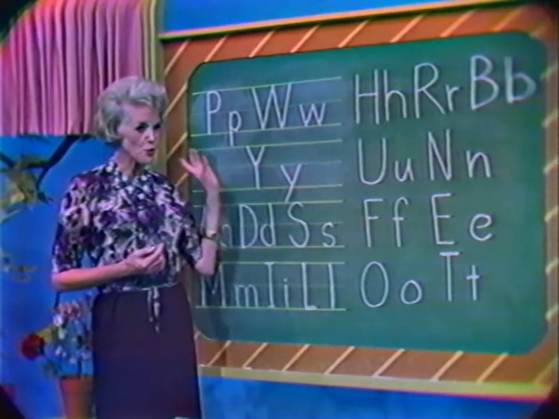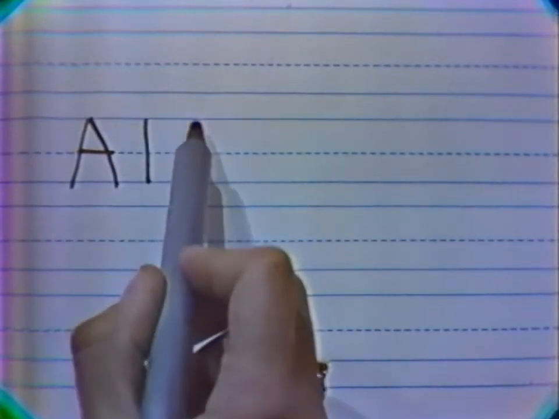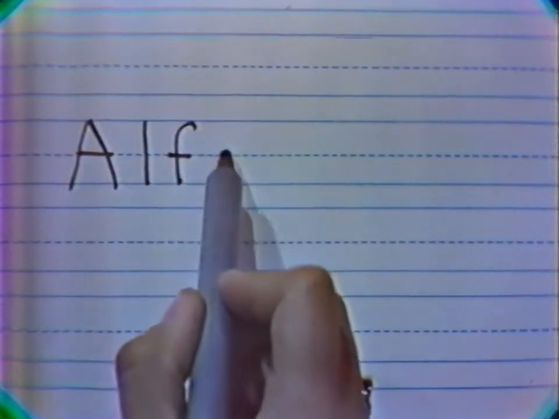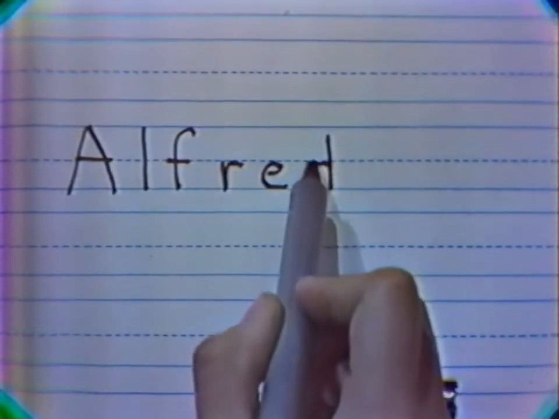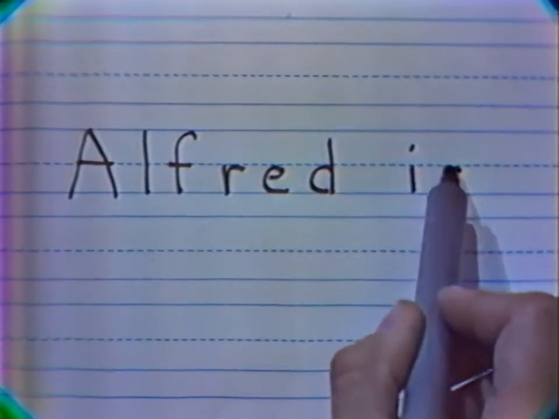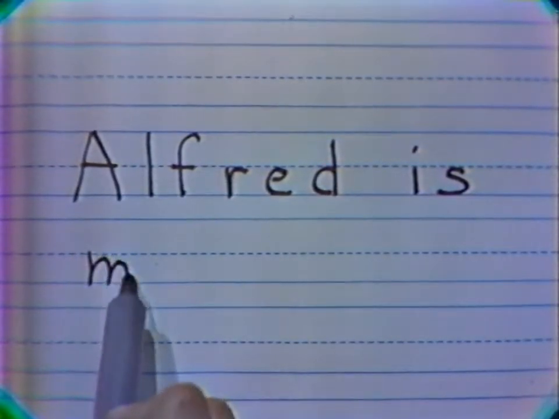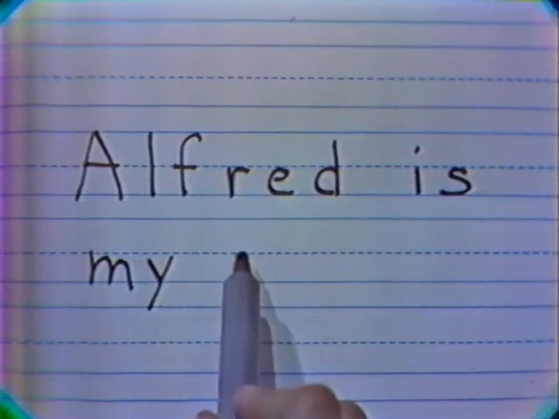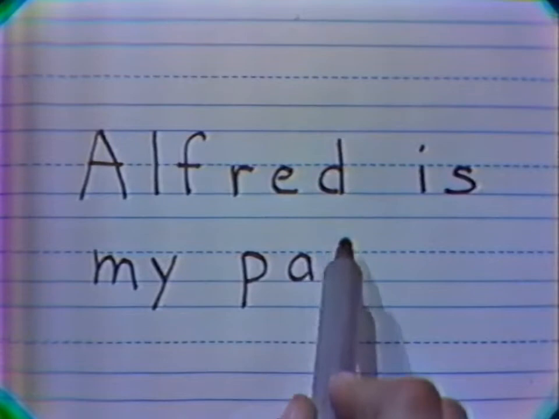Our message is going to use all the letters you know. So here we go. And write on one line, capital A, small l, small f, small r, small e, small d. Now leave a space or go to the next line. Small i, small s, leave a space or go to the next line. Small m, small y, leave a space or go to the next line. Small p, small a, small l.